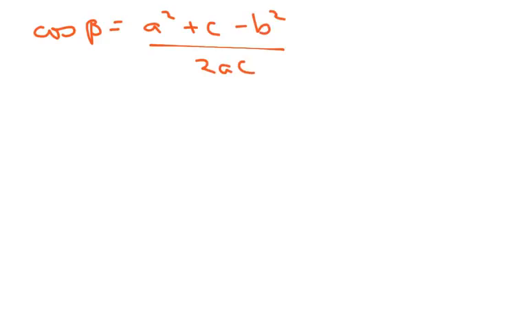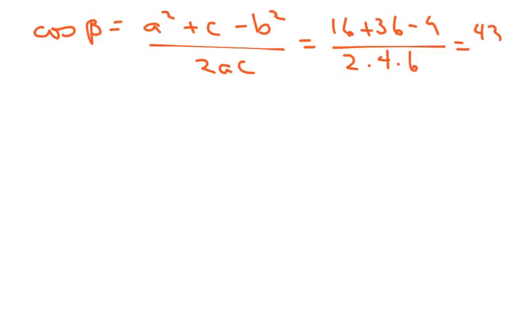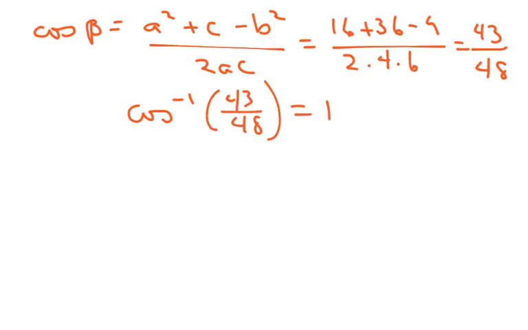The next one we're going to find is beta. We write down the formula: cosine of beta equals a squared plus c squared minus b squared over 2ac. And I fill everything in. I get 16 plus 36 minus 9 over 2 times 4 times 6 equals 43 over 48. Take cosine inverse of 43 over 48 to get your beta. So beta is approximately 26.4 degrees.